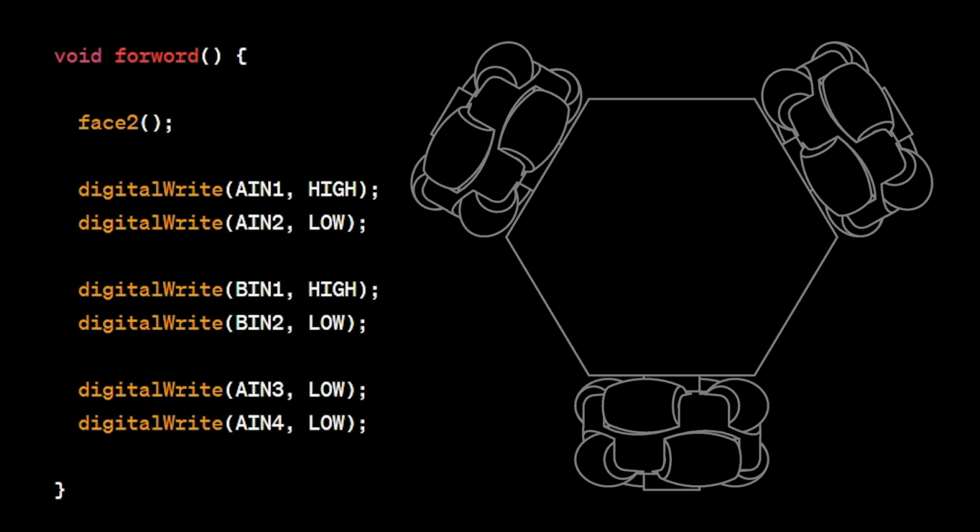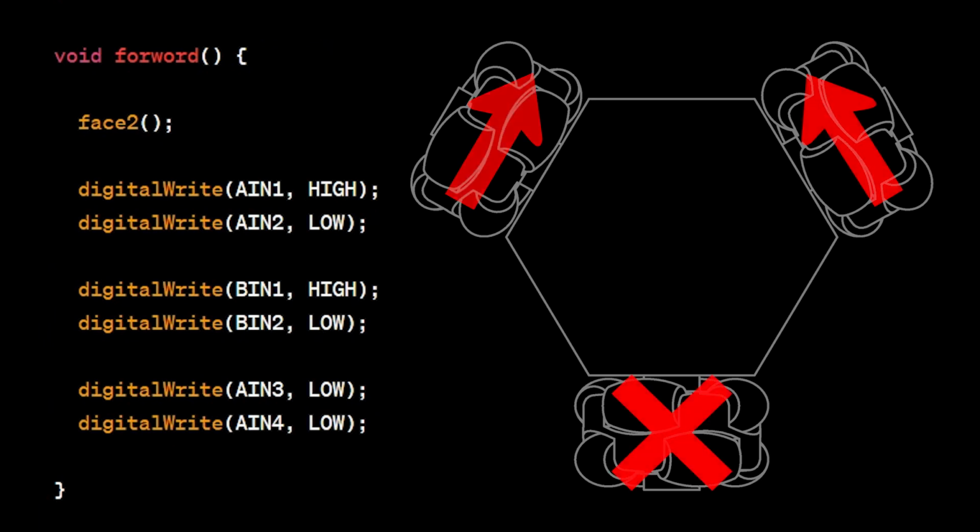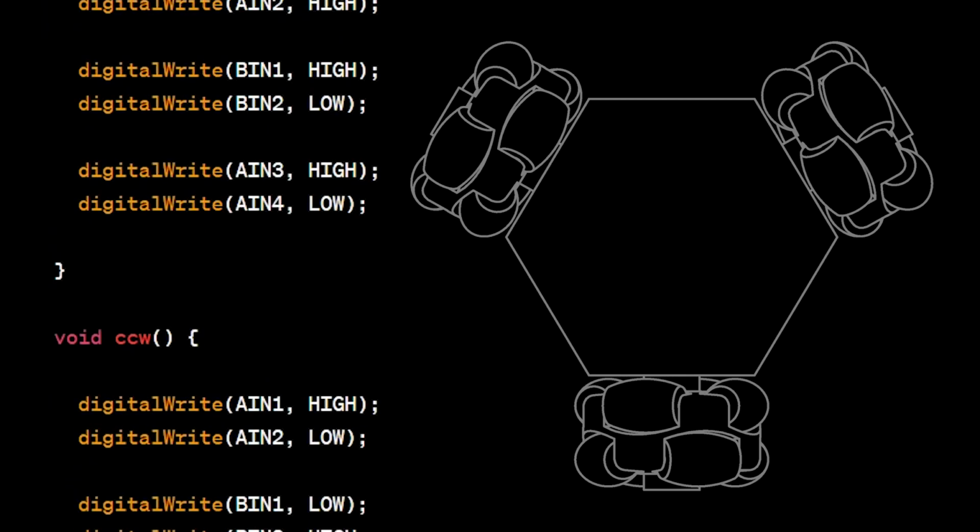For example, I use this code to move the robot forward. The digitalWrite function is used to send a digital signal to the pins that are connected to the motor driver. In this case, A1 and A2 pins are set to high and low respectively, which means that the left motor rotates in one direction, while B1 and B2 pins are set to high and low respectively, which means that the right motor rotates in the same direction as the left motor. Lastly, A3 and A4 pins are set to low, which means that the left motor is stopped while the right motor continues to rotate, allowing the robot to move forward in a straight line. And we use this logic to code all the movement of the robot.